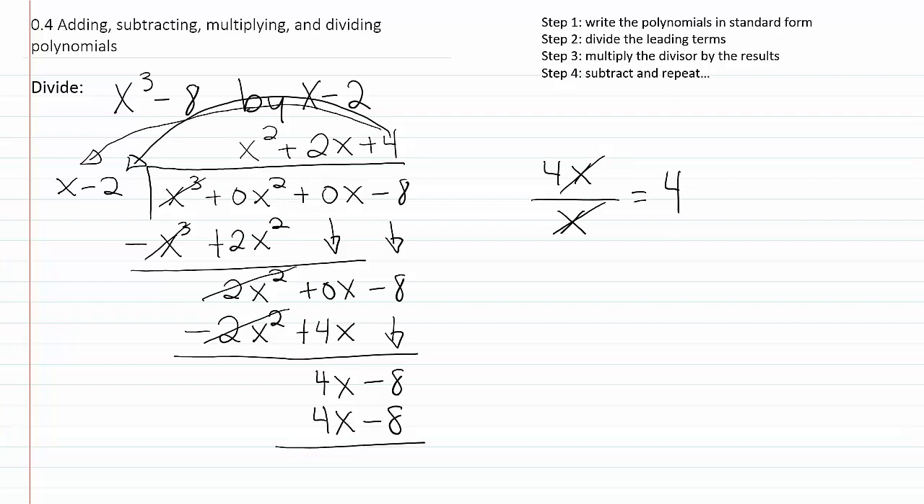If we draw our line and change our signs, in this case both terms will cancel out, leaving a 0 remainder. So our final answer, the quotient here, is just x squared plus 2x plus 4.